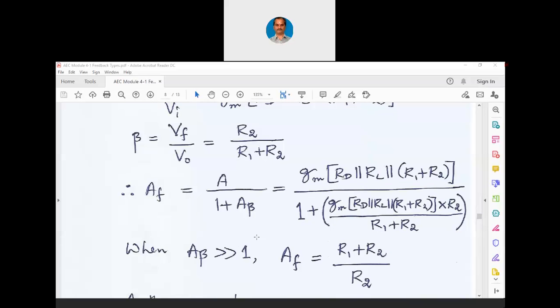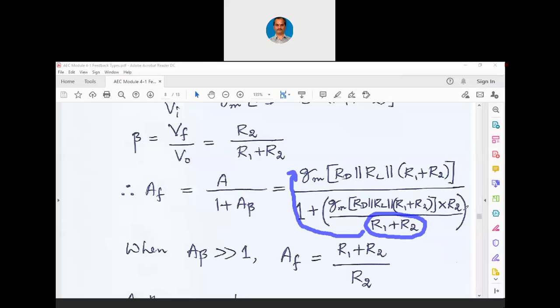When A beta is much larger than 1, which usually will be the case, then AF can be R1 plus R2 divided by R2. How? You can see this R1 plus R2 which is in the numerator, and then in the denominator, it is in the denominator. So it is going up here. R1 plus R2 is going up here.